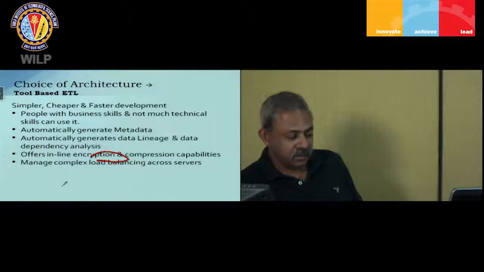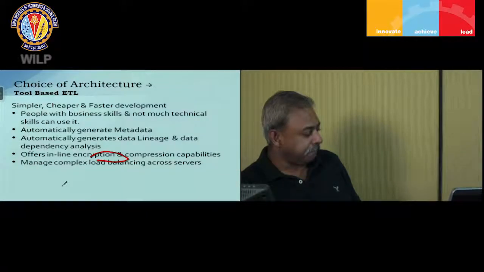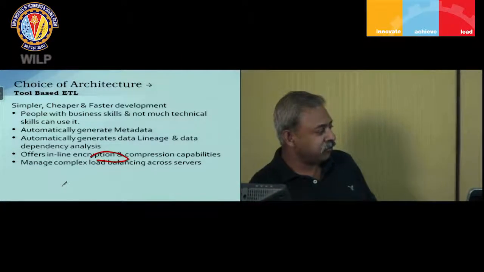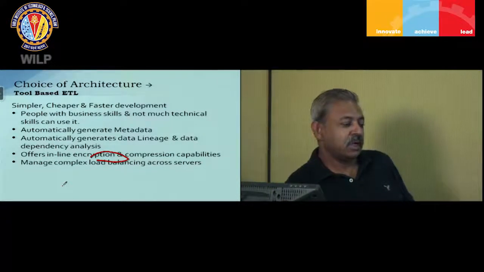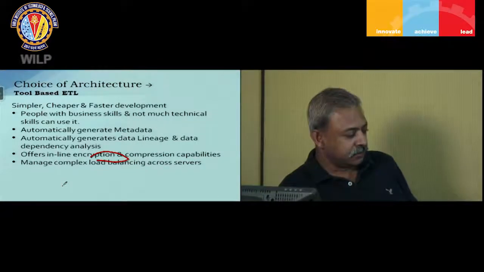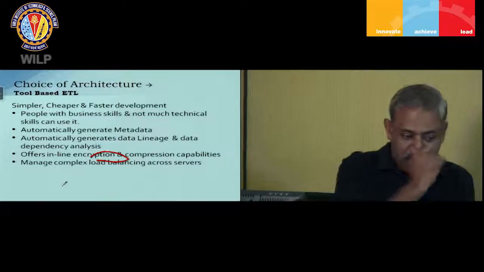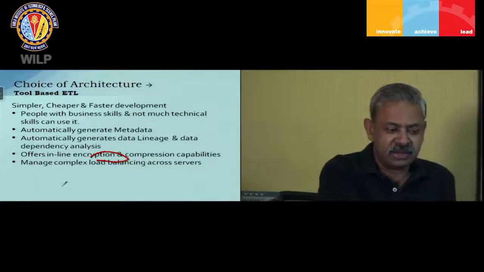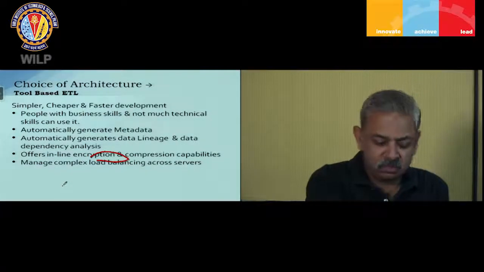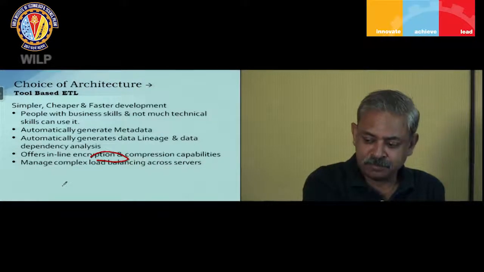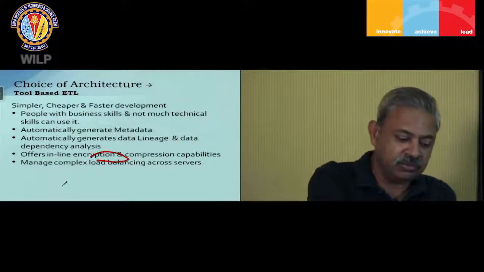So encryption is basically required for security reasons, especially when you are trying to use a public network for transferring data from the source systems to the data warehouse. And compression is required so that large volumes of data can be compressed and sent over the channel. And the last point is that they manage complex load balancing across servers. So you may deploy multiple servers. ETL tools come with a load balancing feature, which can distribute your work among the different servers that you are using.